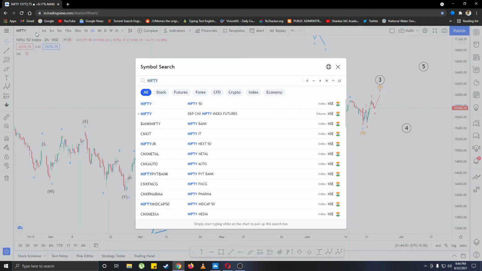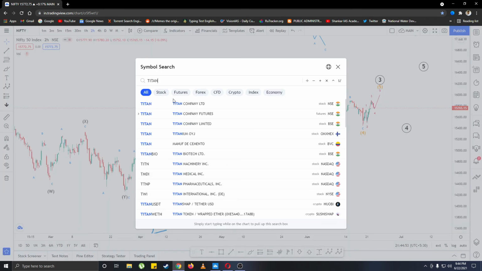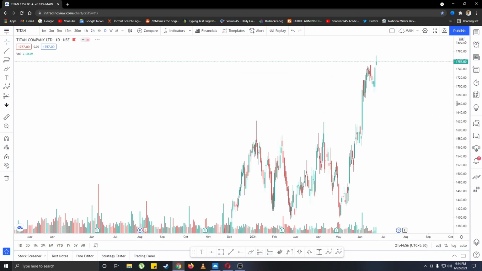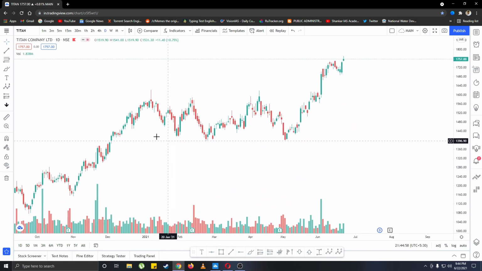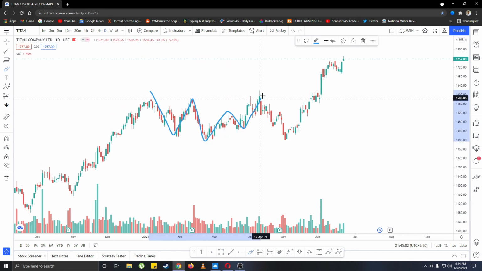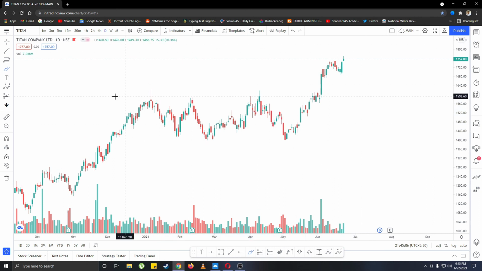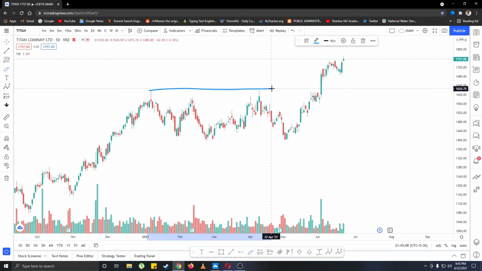Now I want to show you a Titan chart, which is an example of a flat correction, a simple flat, in which we have A, B, C, A, B, C, and then a 1, 2, 3, 4 and 5. So this is a flat correction in which wave B comes to the starting of wave A, and then wave C comes to the ending of wave A.